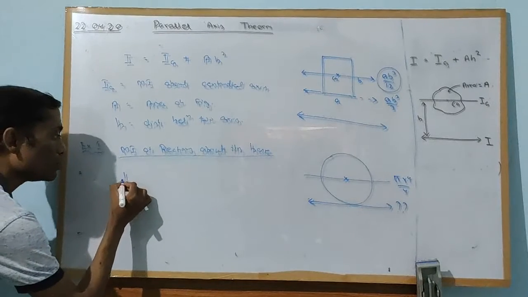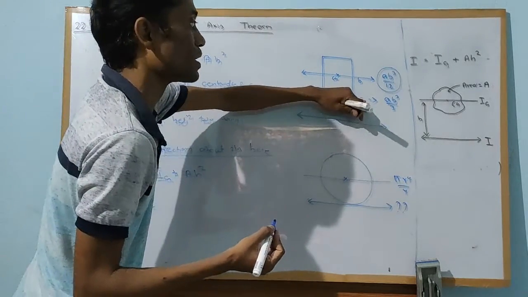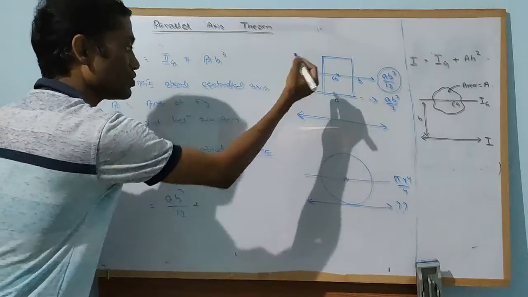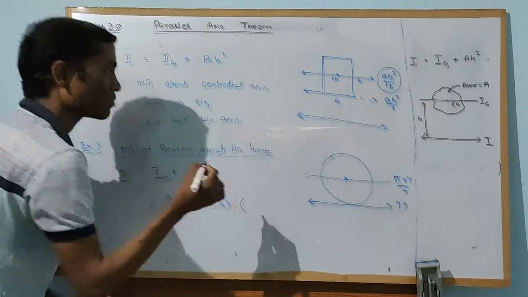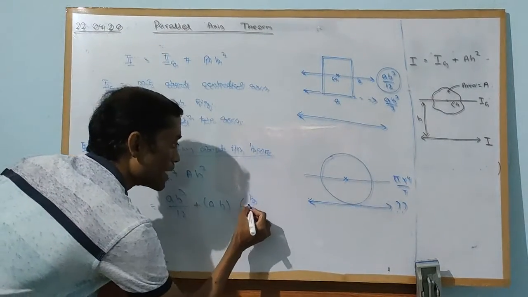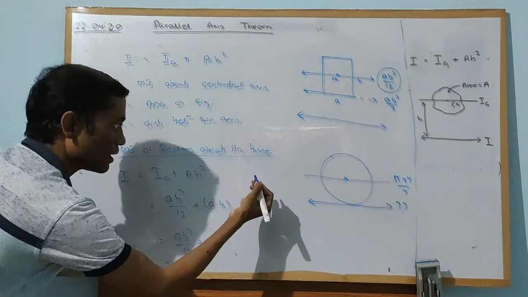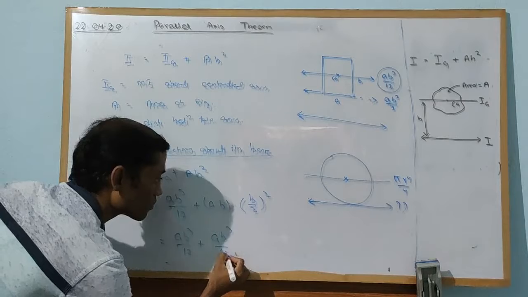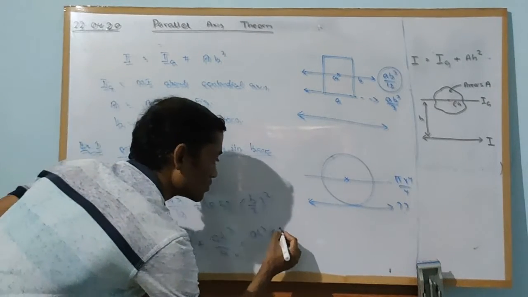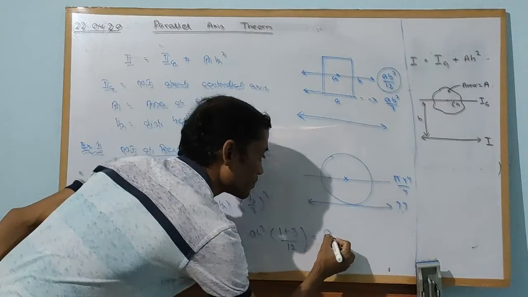Okay. Then we know I is equal to Ig plus A H square. Now about this axis I want the moment of inertia. Ig is A B cube by 12 plus A, the area, is A into B, into H square. H is the distance between these two axes. How much is it? It is B by 2, B by 2 whole square. That is A B cube by 12 plus A B into B square by 4. LCM is 12, so it is A B cube by 12 into, if I take common, 1 plus 3, that is 4 A B cube by 12, which is A B cube by 3.